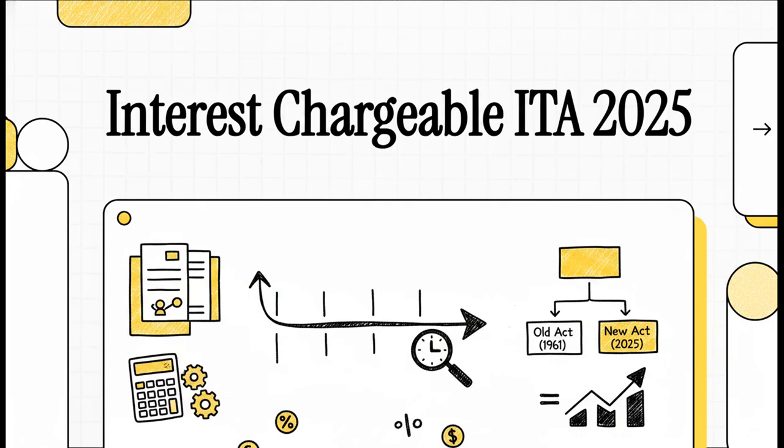Welcome to this explainer on the brand new interest charging provisions under Chapter 19E of the Income Tax Act 2025. Whether you're a chartered accountant, a tax professional, a CA student, or a business owner, navigating this massive transition from the old 1961 Act to the new 2025 Act is absolutely crucial for your practice and your compliance. Today, we're breaking down exactly what you need to know about how interest on tax defaults is calculated under this entirely new regime.